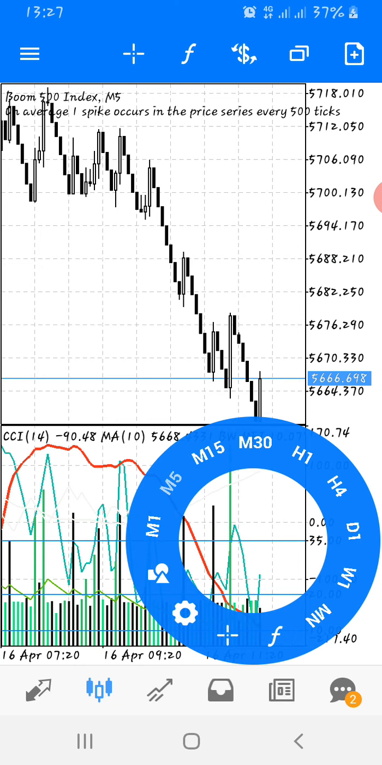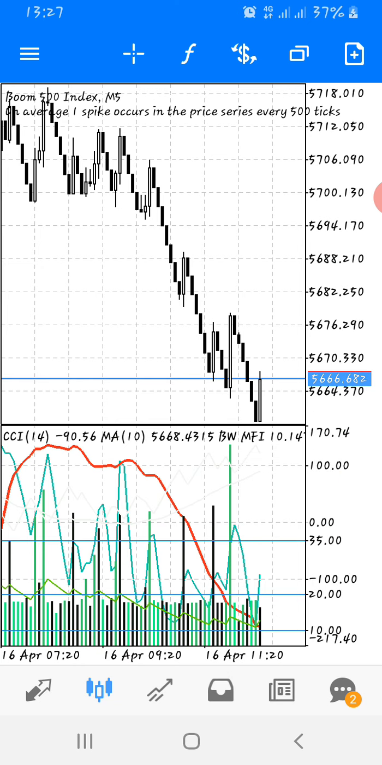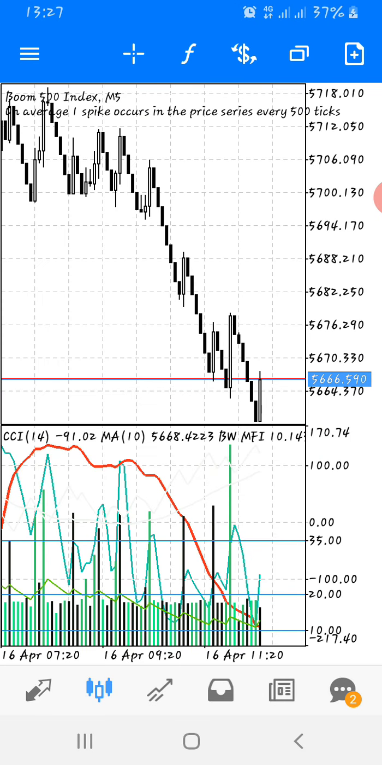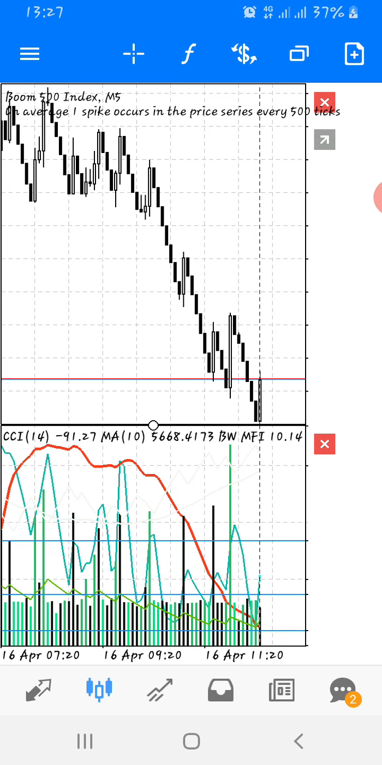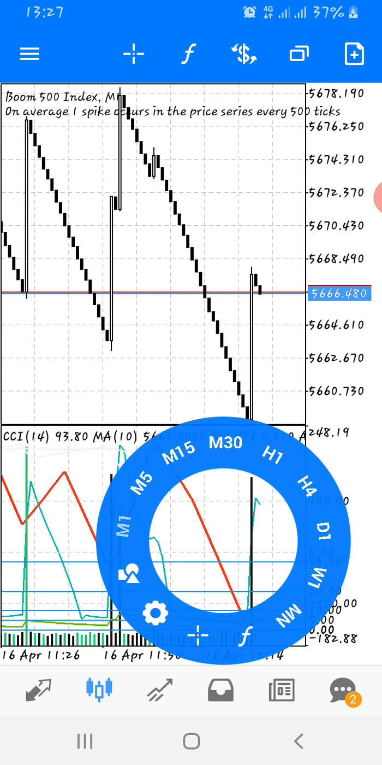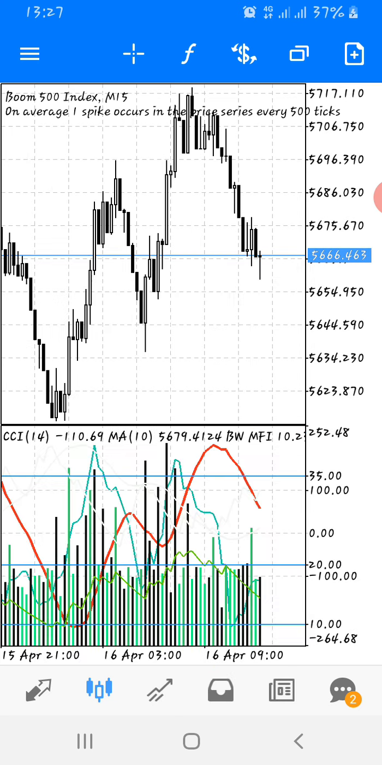Okay, yeah. This strategy works. It worked. It's a crazy strategy, guys. A very powerful strategy: Boom 500, Crash 1000, Crash 500, and Boom 1000. It works for them. Oh, guys, it works for them. Oh, I'm expecting another spike for Boom 500.